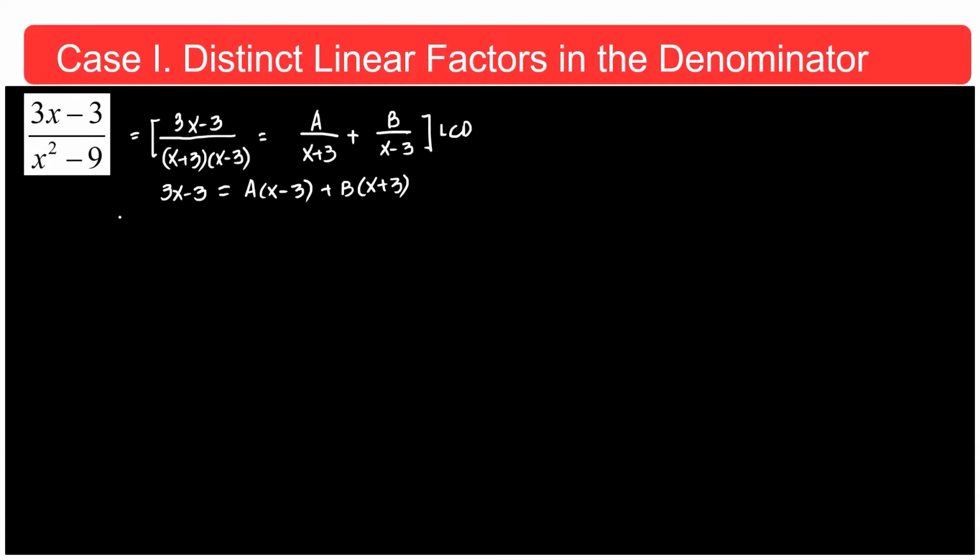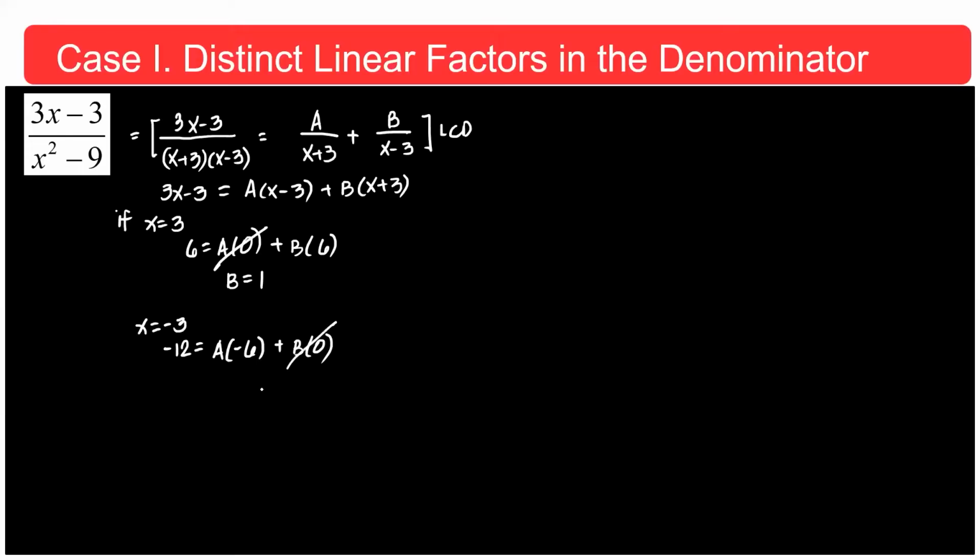So there are two roots. If x equals 3, 3 times 3, 9 minus 3 is 6. That's going to be A times 0, b times 6. So you can cancel A, b is equal to 1. Now, if x is -3, 3 times -3, -9 minus 3 is -12. -3 minus 3 is -6. Plus -3 plus 3 is 0. So this one is the one that cancels out. A would be equal to 2.